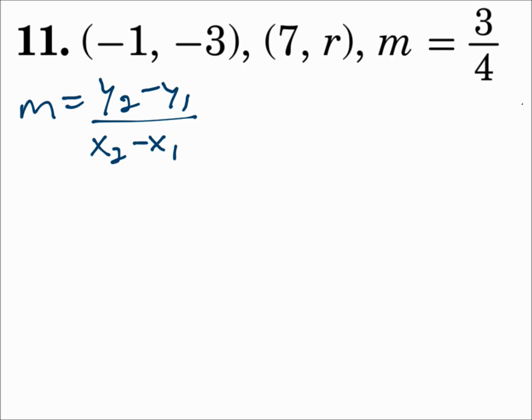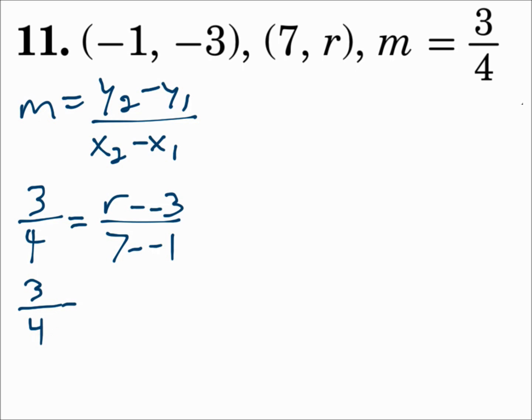Number 11. Do the same thing. Let's substitute the values in and solve. M is 3/4 equals y2 is r minus y1 is negative 3 over x2 is 7 minus x1 is negative 1. So get the values substituted in and then solve for r. You can simplify a little bit first. R minus negative 3 is really r plus 3. 7 minus negative 1 is 7 plus 1, which is 8.